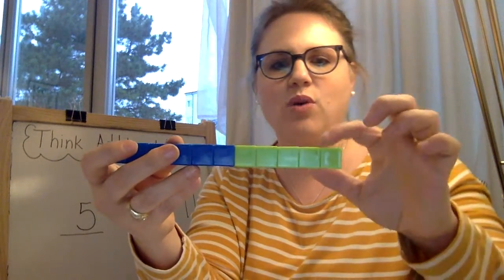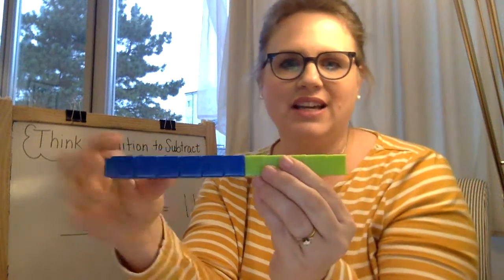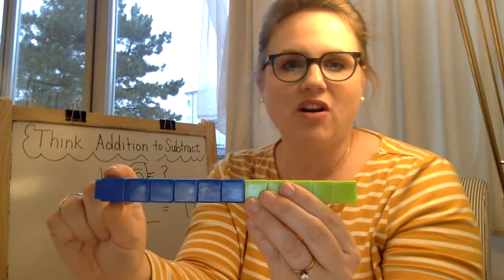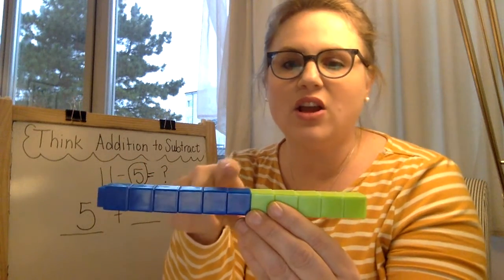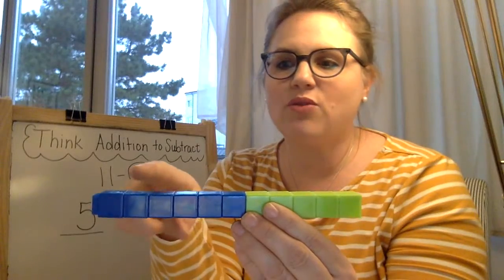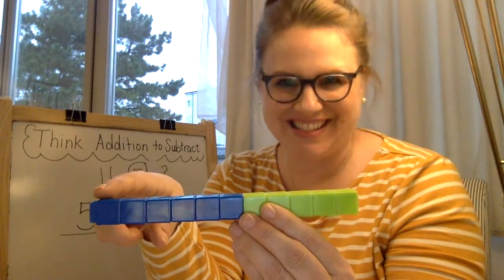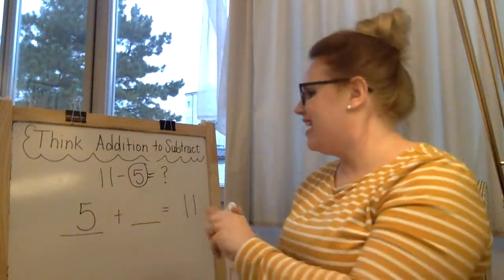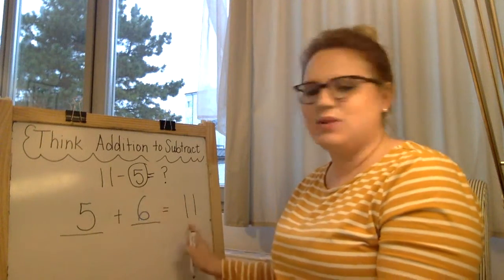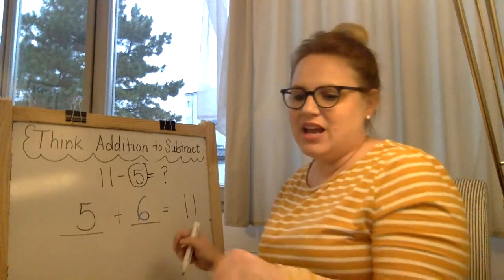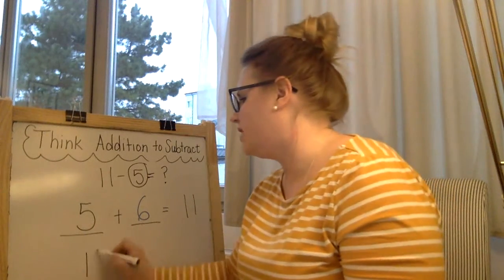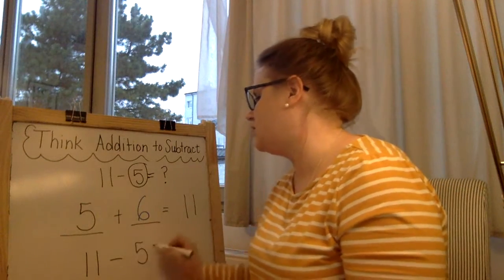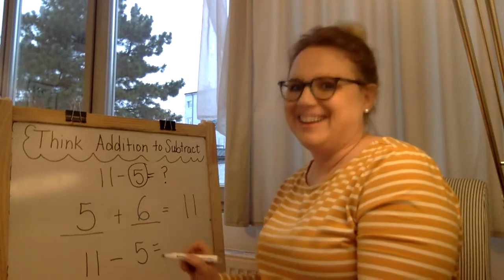Okay, I had 5. 1, 2, 3, 4, 5. And then I kept adding on blue until I got to 11. So let's see how many blue I had to add on. 1, 2, 3, 4, 5, 6. That's right, 6. So I had to add on 6 blue until I got to 11. So now that should help me to solve 11 minus 5. 11 take away 5 equals, can you guess it?